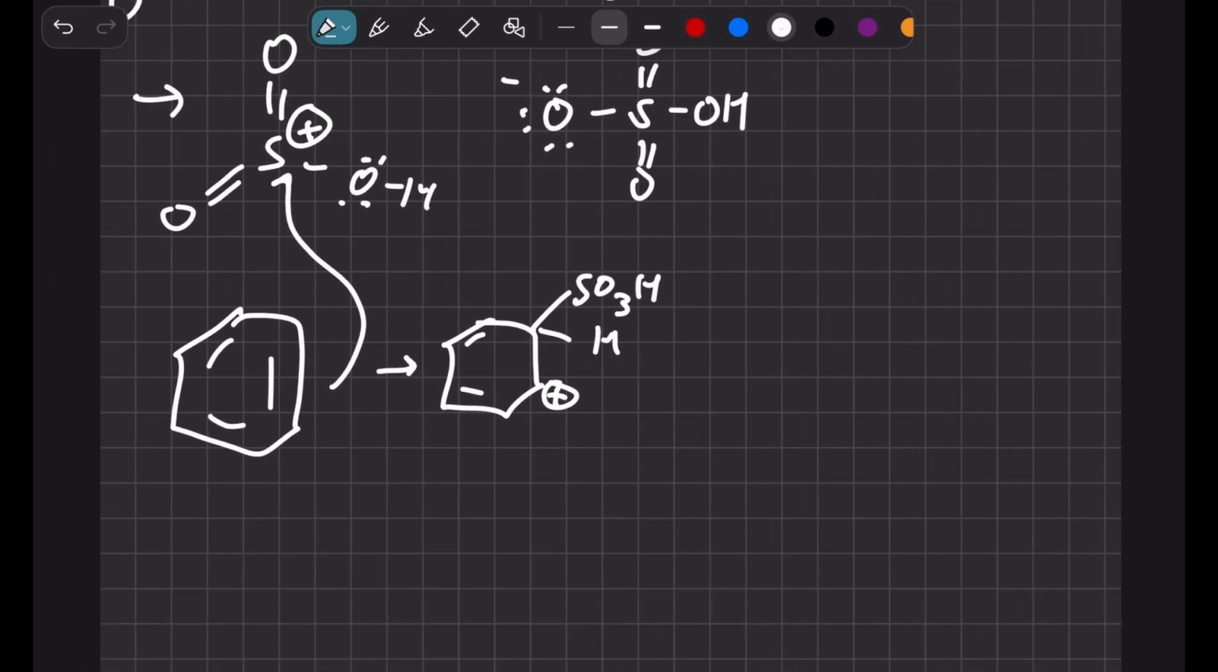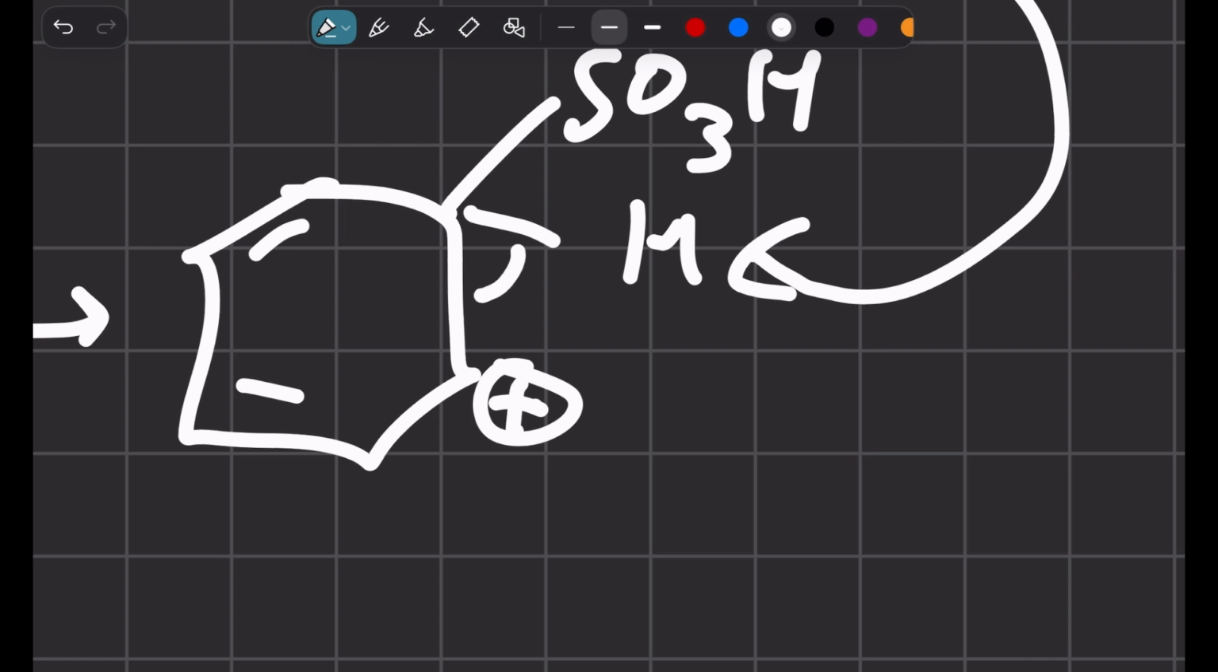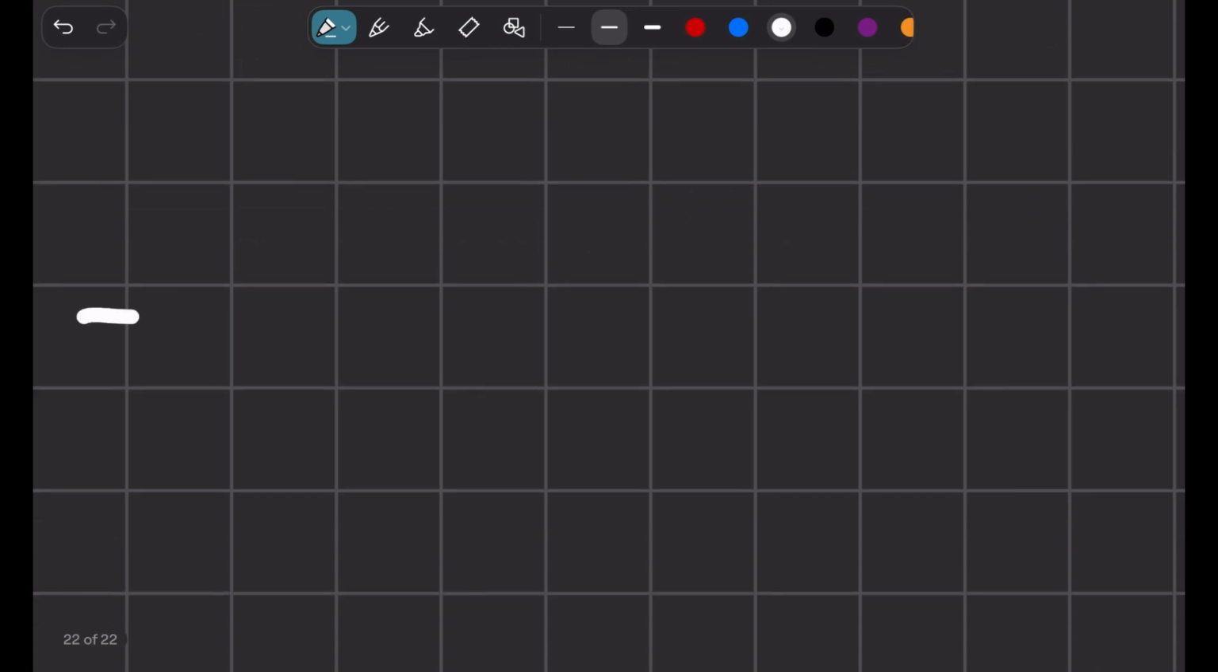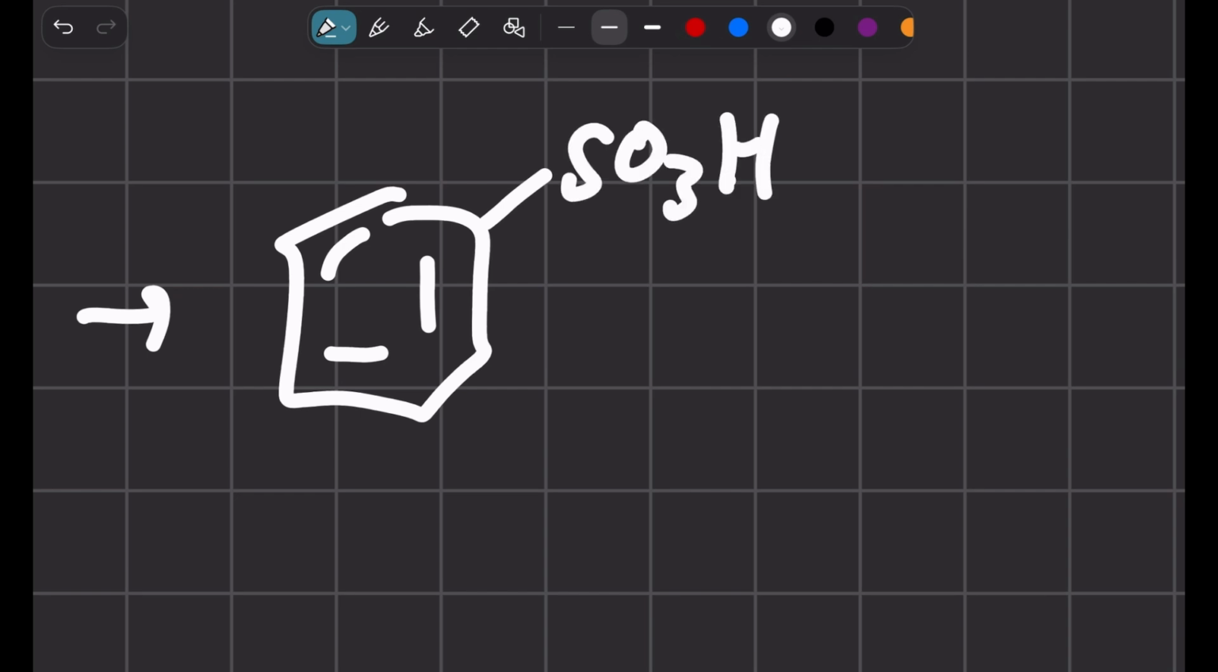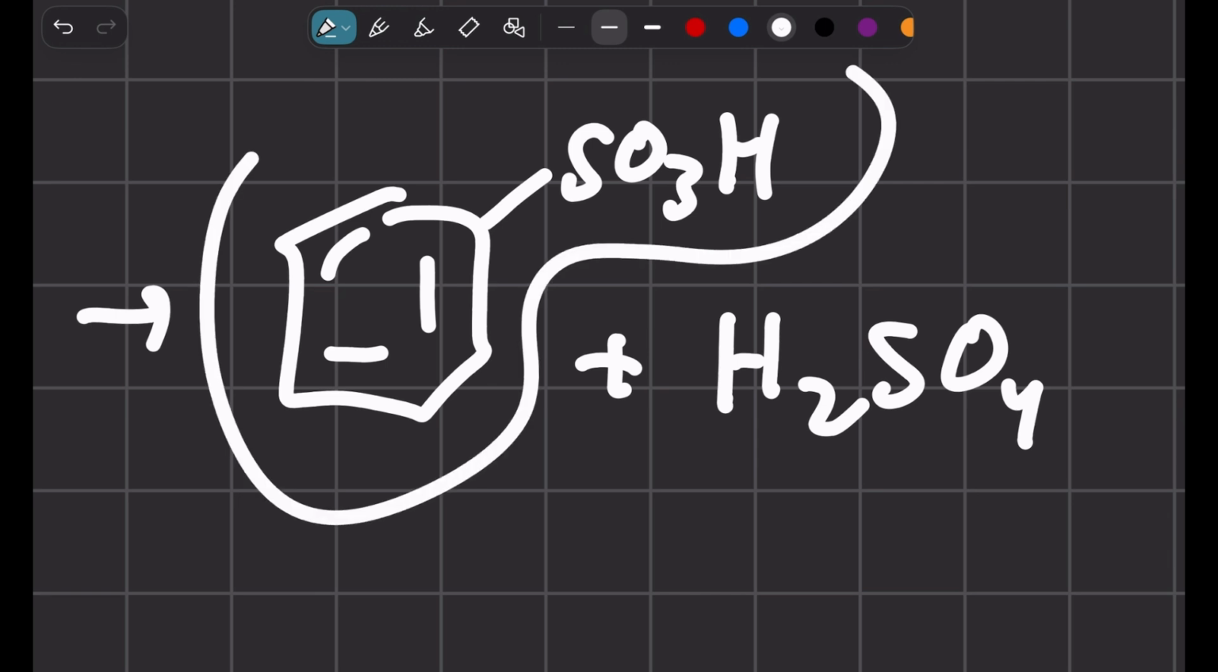So the oxygen's lone pair is going to attack this hydrogen right here, regenerating our double bond, and our final product will look like this. We're going to have our benzene with our attached SO3H, and we're going to regenerate our catalyst at the end, and this being the major product of sulfonation.